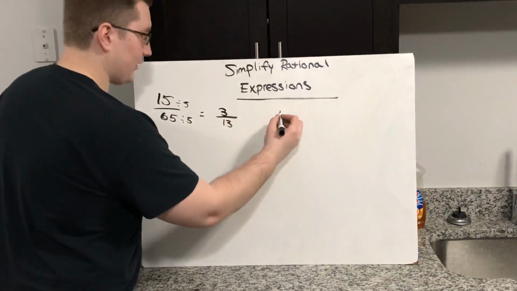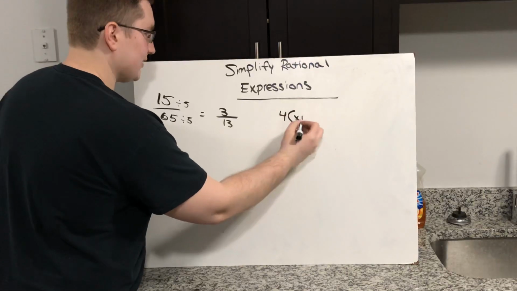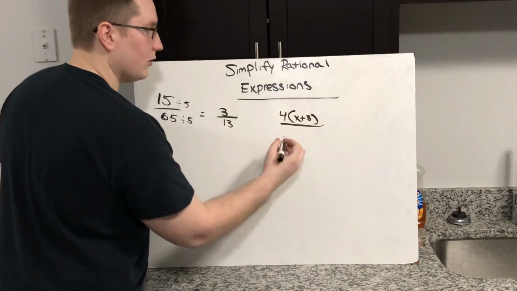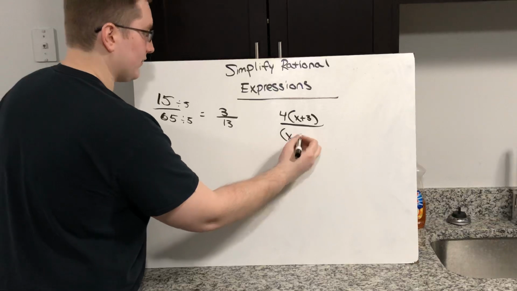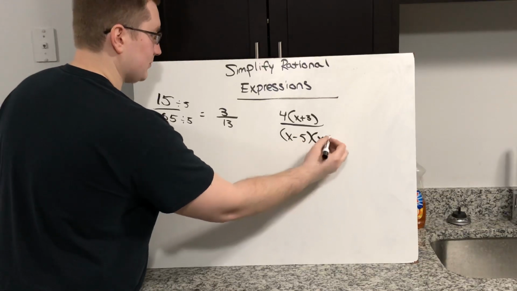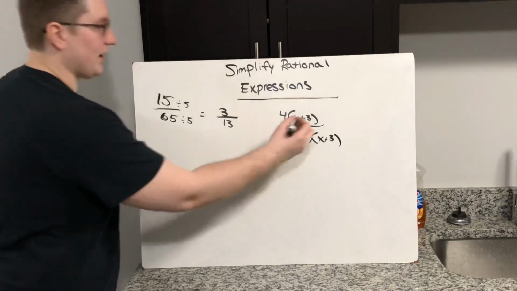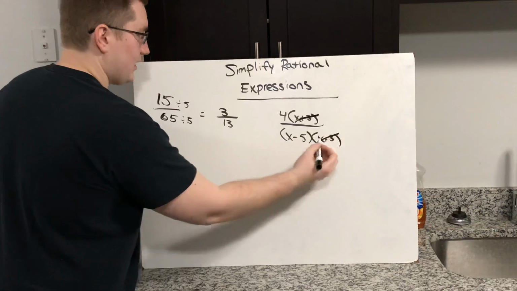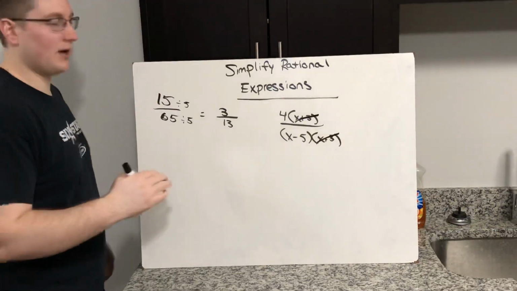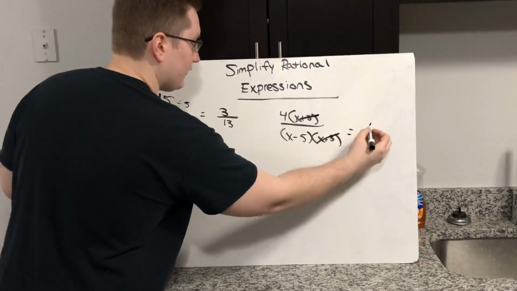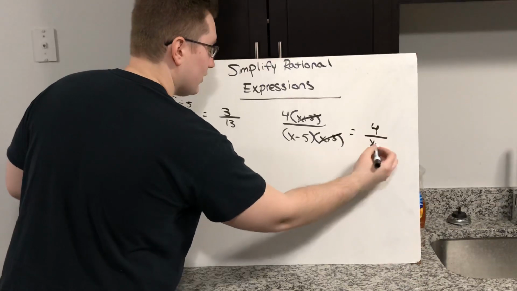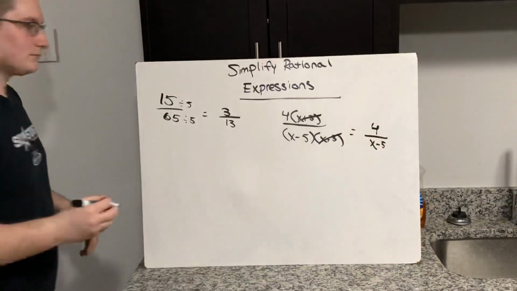But if I had something like 4 times x plus 3 over x minus 5 times x plus 3, I want to look and see, do I have things that cancel? Yeah, I got an x plus 3 here and here. One on the top, one on the bottom. It's going to cancel out. And all I'm left with is 4 over x minus 5.